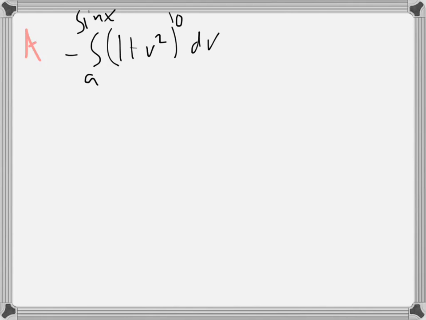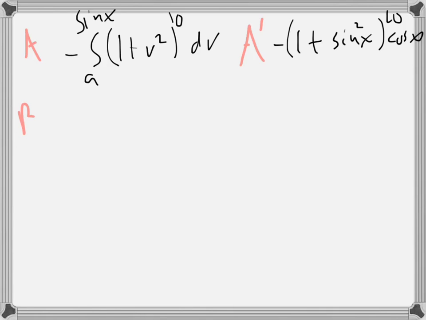So a here was the negative of the integral from a to sine x of (1 plus v squared) to the 10th dv. So if I take a prime, using the chain rule like we did in the previous example, this is without the negative, and then it's 1 plus sine x instead of v, squared, to the 10th times the derivative of sine, which is cosine x.